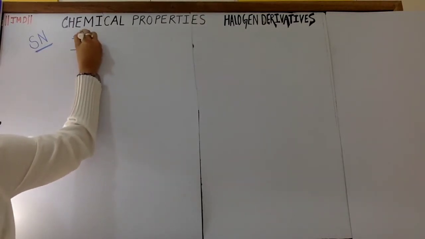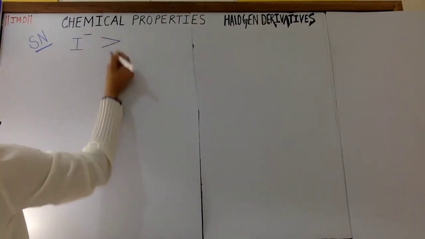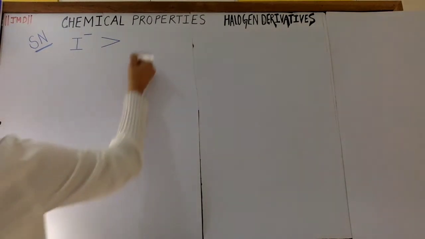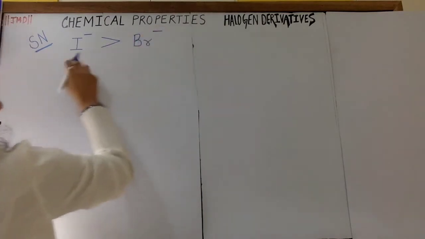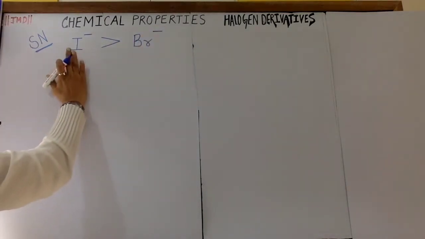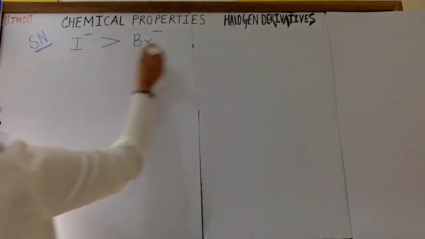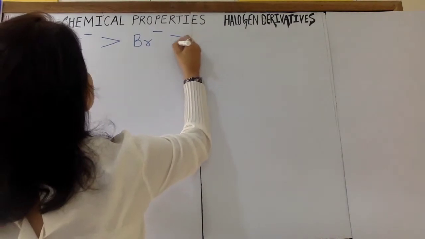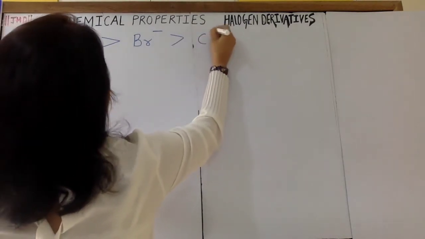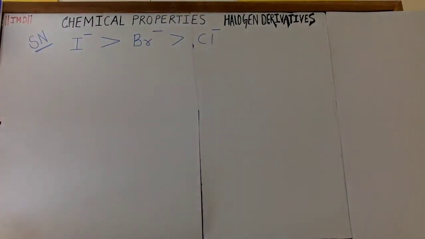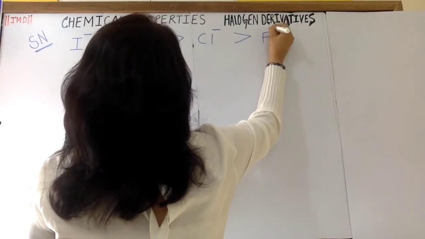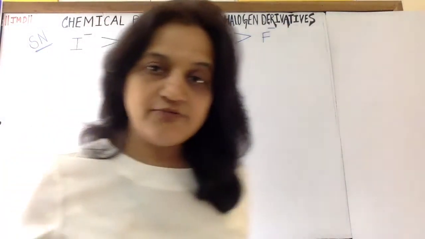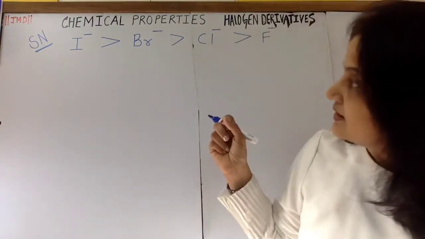I minus, which is the largest halide among the halides to be discussed. Then the bromide. So, iodide is a larger, that is a faster leaving group than bromide, and bromide will leave faster than the chloride. This is the order of reactivity of the halide ions. Obviously, chloride will be faster than fluoride. So this is the order of leaving group nature.